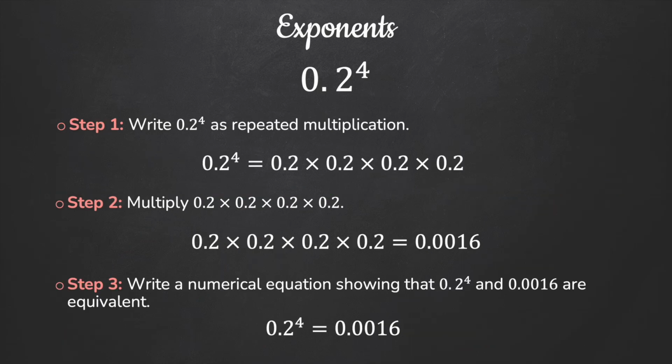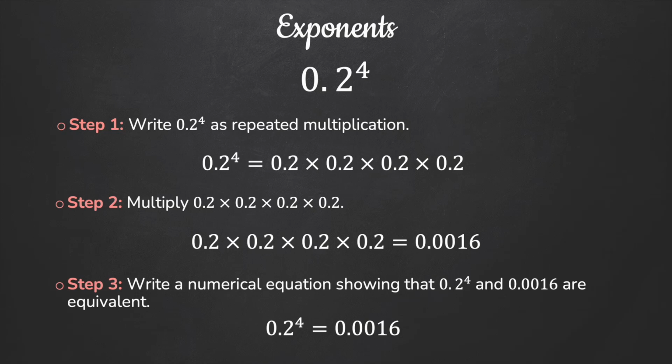So 2/10 to the power of 4, in order to evaluate this expression, the first thing we need to do is write 2/10 to the power of 4 as repeated multiplication. So 2/10 to the power of 4 is equal to 2/10 times 2/10 times 2/10 times 2/10. The reason we use 2/10 as a repeated factor is because that is the base. The reason we write it out 4 times is because that is our exponent. Our exponent tells us to write out our base 4 times.